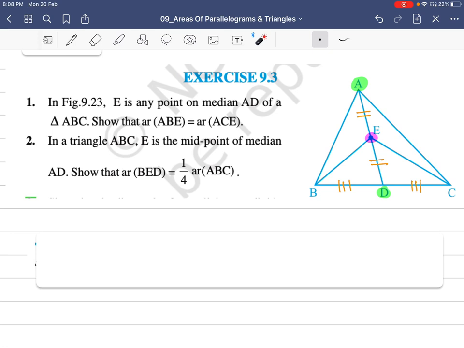Okay. Now, why is it related to the previous question? Because in the previous question, E was any point on median AD. It was not a midpoint, it was a random point on a median, and we have proved that ABE is equal to ACE. That is what we proved in the previous problem. Similarly, we proved that BED is equal to EDC, in the previous video itself. So those conclusions we already have.